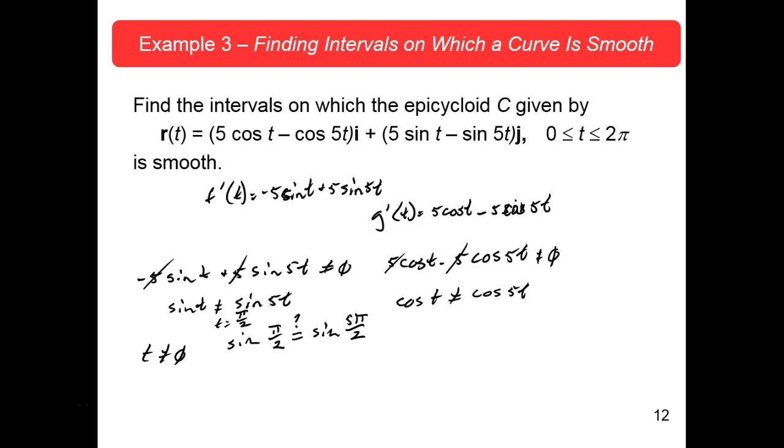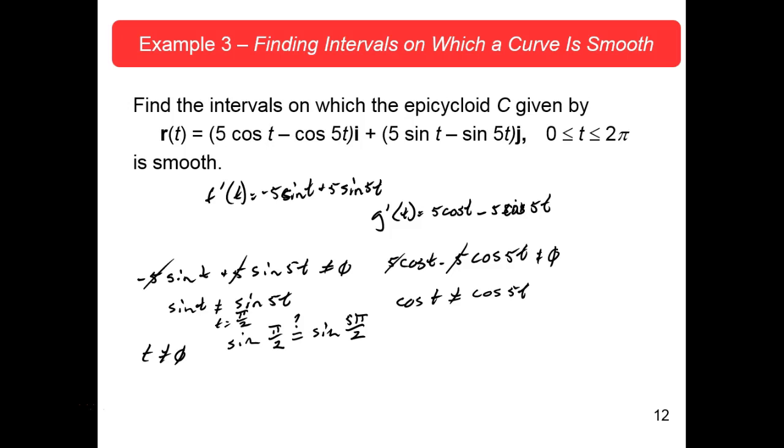0, pi halves, 3 pi over 2 probably. Let's try pi first. Okay? Well, not pi. So sine of pi is 0. That's 1 pi, 2 pi, 3 pi, 4 pi, 5 pi. Yeah, right at 0 again.